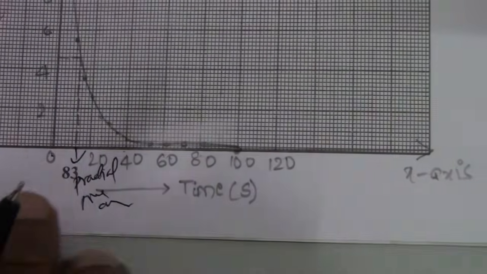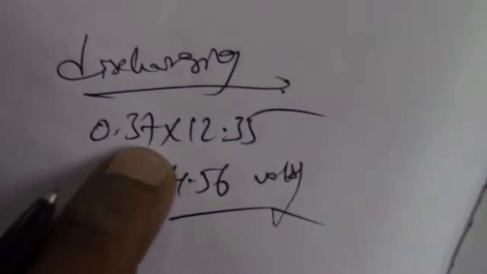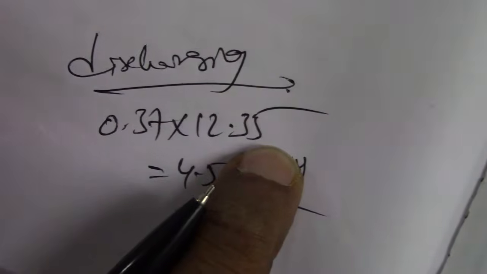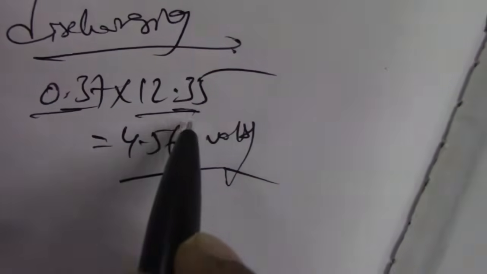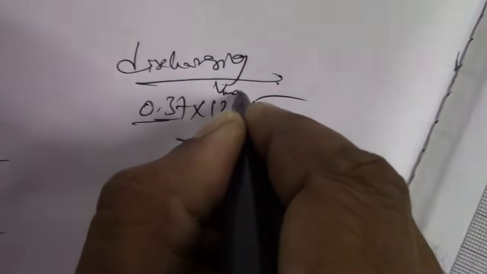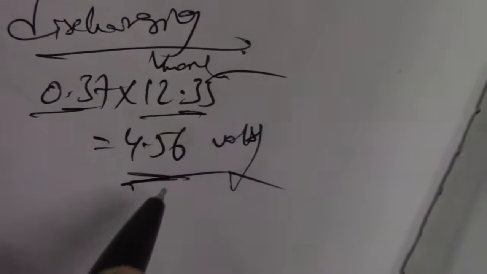So here, how to get the practical time constant? We have a formula, students: 0.37 into 12.35, which is the maximum voltage. 0.37 is a constant, into 12.35, which is Vmax, the maximum voltage. So here you see, in discharging at 0th second, the maximum voltage in the capacitor is 12.35. That's why I multiplied the maximum voltage with 0.37. So you are going to get 4.56 here.